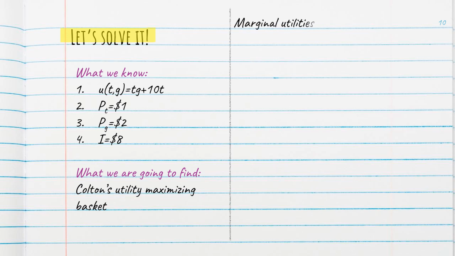To do that, we need to start by computing the marginal utilities. The marginal utility of T is the partial derivative of the utility function with respect to T, which is going to be G plus 10. The marginal utility of G is the partial derivative of the utility function with respect to G, which will be T.